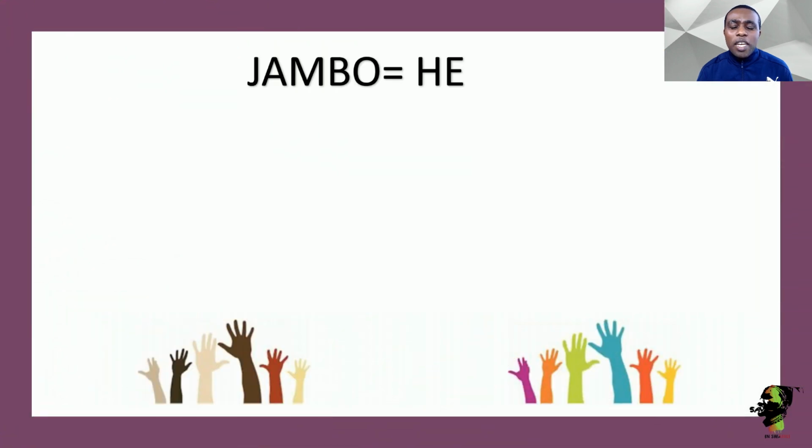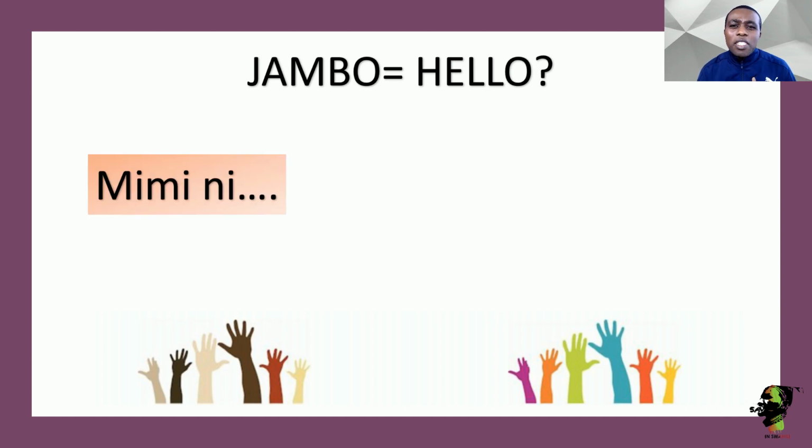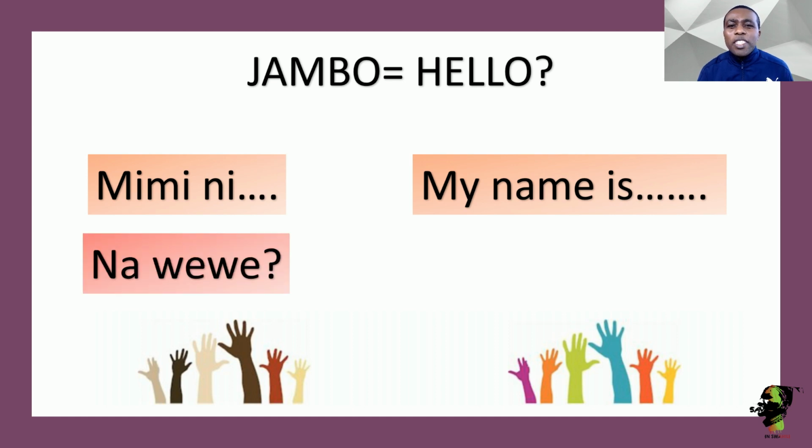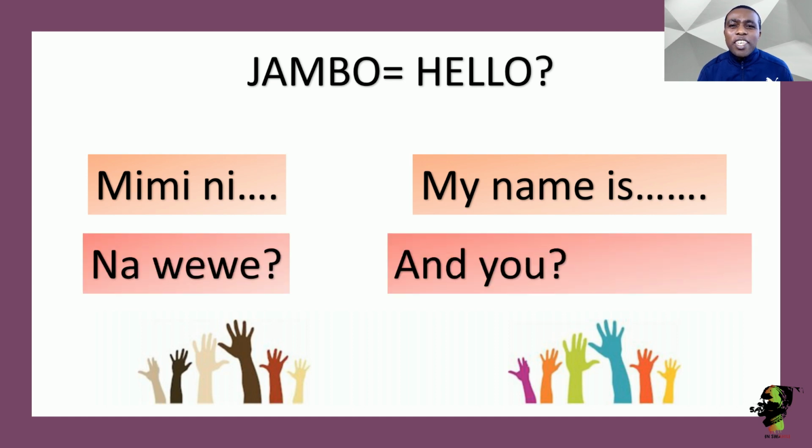But before we start, do you remember? Jambo. Hello. Mimi ni Sam. I am Sam. And you? Na wewe? Well done. It is always good to start from an introduction about ourselves, and that is going to give us more confidence as we go on.